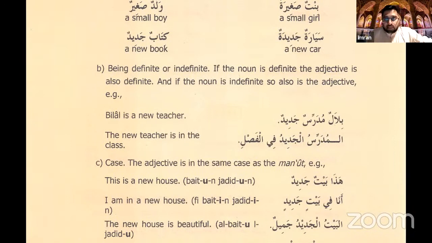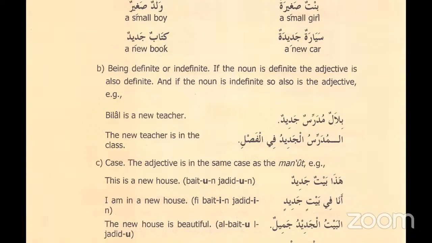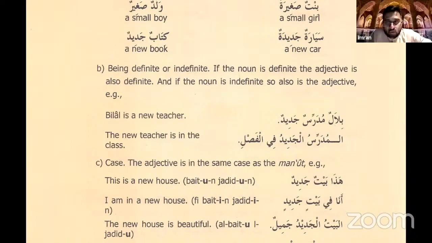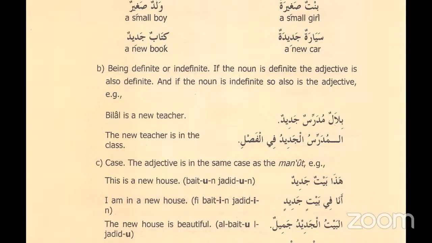So, al-mudarrisu is the mubtada. And we spoke about the adjective also following in gender, and whether it's coming with alif lam or without alif lam. Now, because al-jadidu has alif lam, it becomes the adjective for the teacher.